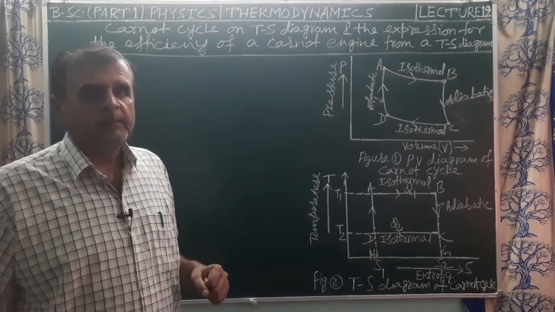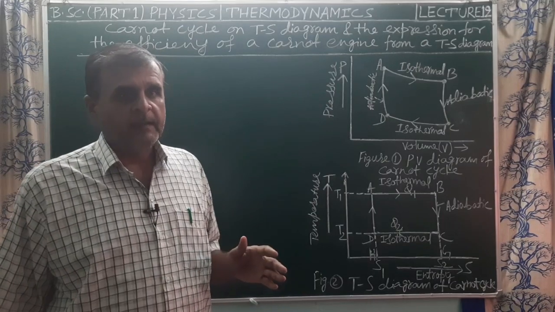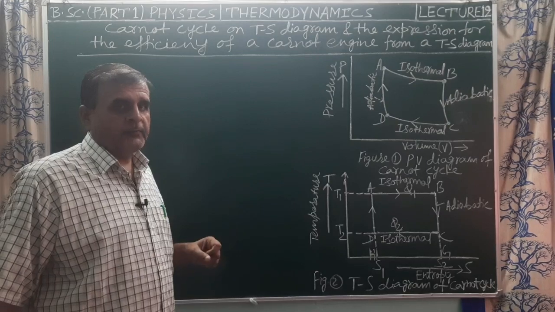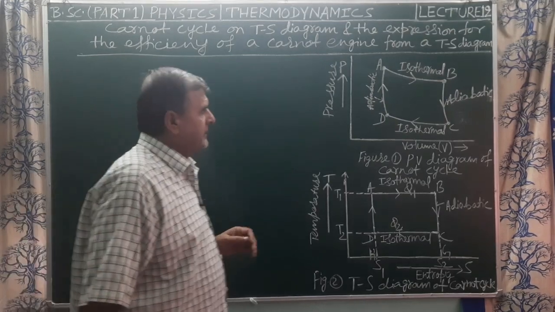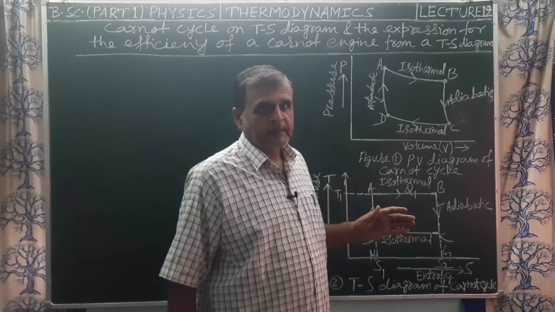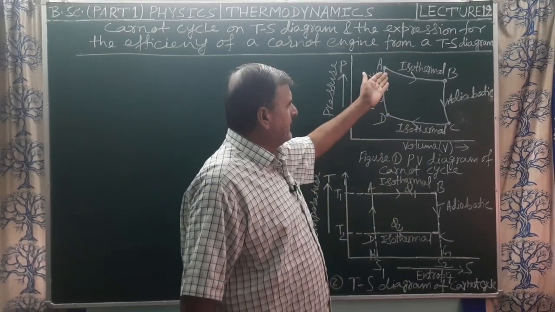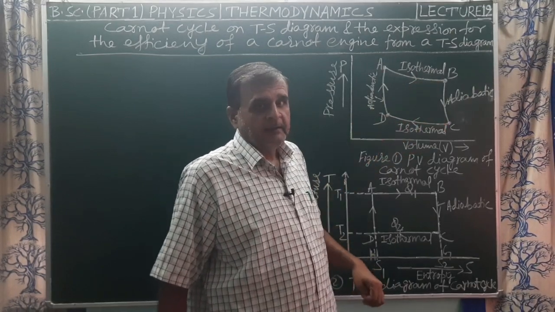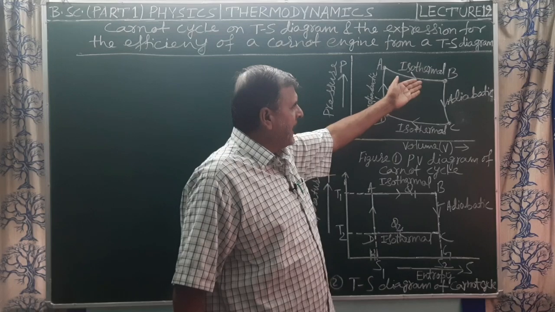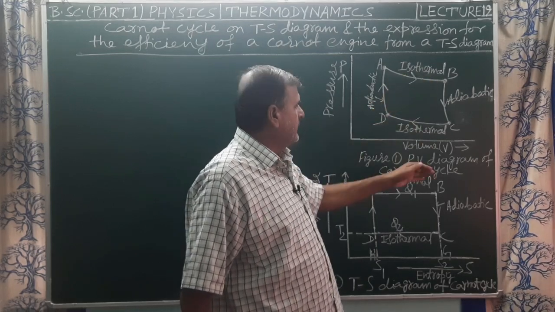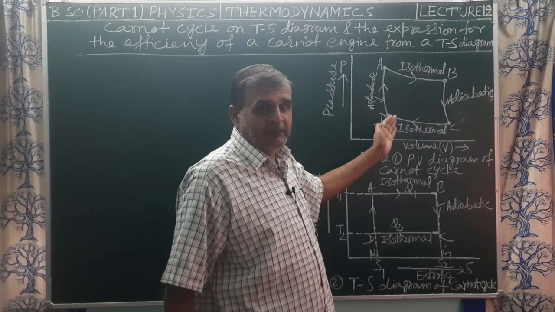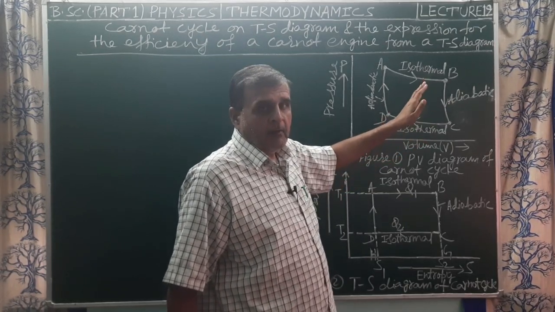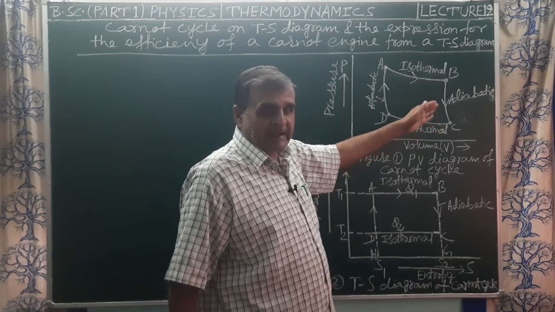We know that the PV diagram, that is pressure volume diagram of a Carnot cycle, consists of two isothermal processes represented by the curves AB and CD respectively. AB represents isothermal expansion, while CD represents isothermal compression, and also two adiabatic processes.